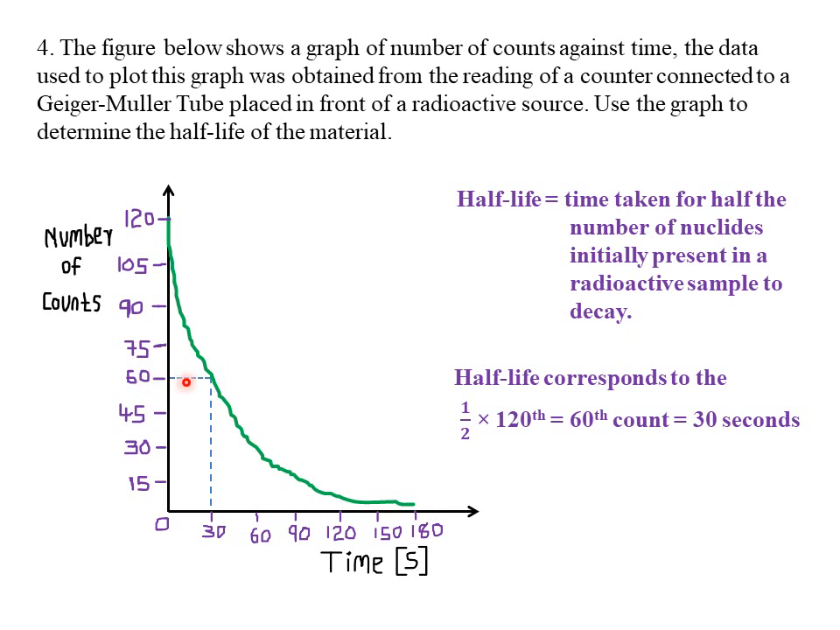Therefore, a half-life will be equivalent to the time that corresponds to 60 counts. A half of the initial number of counts, 120, gives you the 60th count. Therefore, the time corresponding to the 60th count is what we are calling the half-life. Therefore, the half-life for this case is actually 30 seconds.